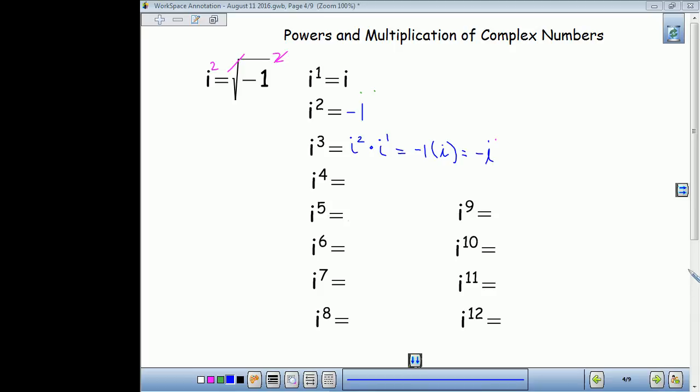Okay, so today we're looking at powers and multiplication of complex numbers, and we just started talking about this. Yesterday we looked at i squared is -1, and we broke i cubed into i squared times i, so it's -1 times i, which is -i. How would you like to break up i to the 4th so we can figure out what it is? i squared times i squared. Well, i squared is -1, so it's -1 times -1, which is +1. That's right.